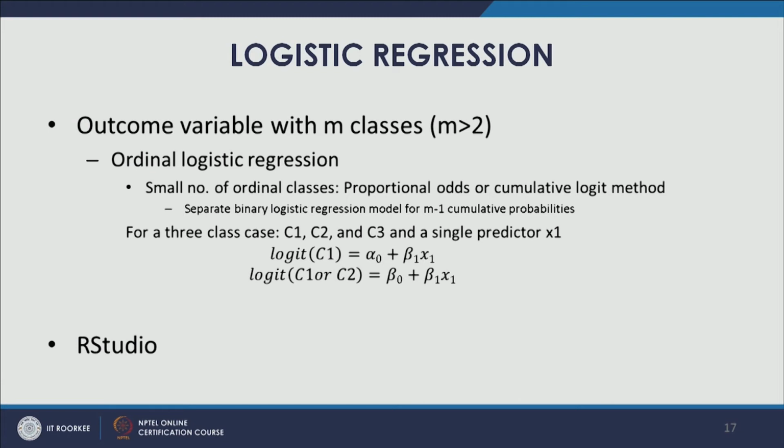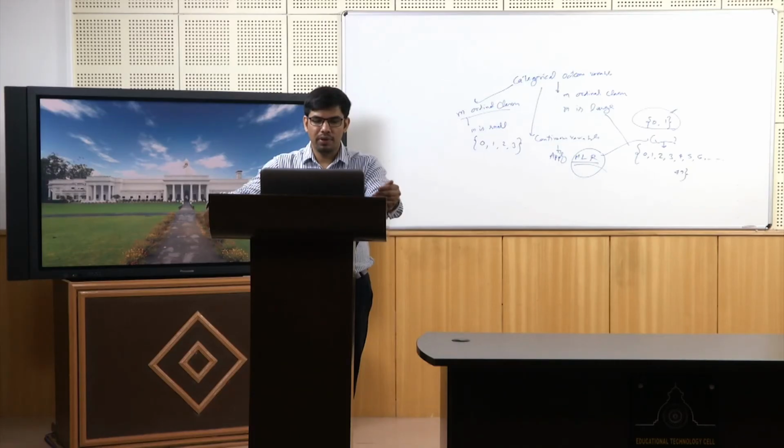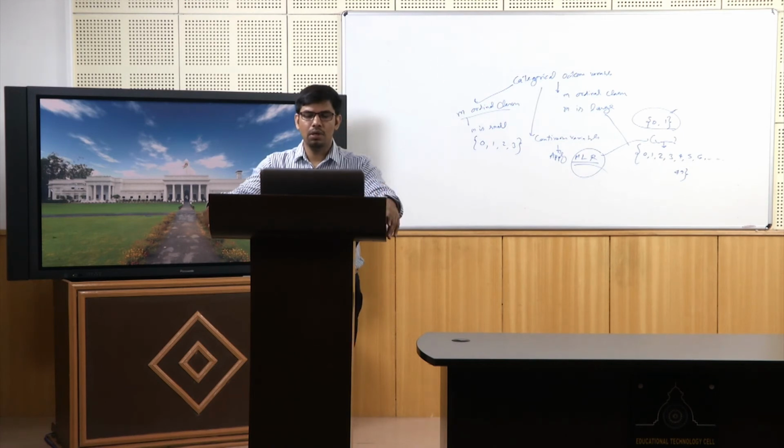Let's take an example for a 3-class case, as written in the slide. For a 3-class case, C1, C2 and C3, let's say these are the 3 ordinal classes, and a single predictor x1 is being used. So our logit equations could be something like this. Logit for C1 could be alpha 0 plus beta 1 x1, and logit for C1 or C2. That means the first logit equation is just for an observation belonging to C1, the second is for an observation belonging to C1 or C2. So that gives us the cumulative sense.